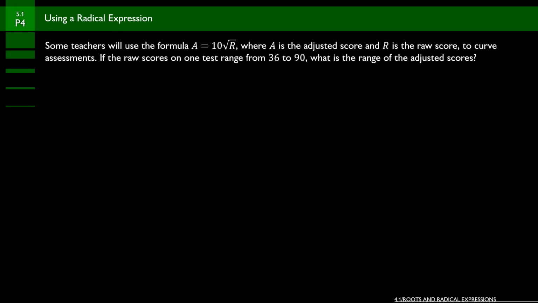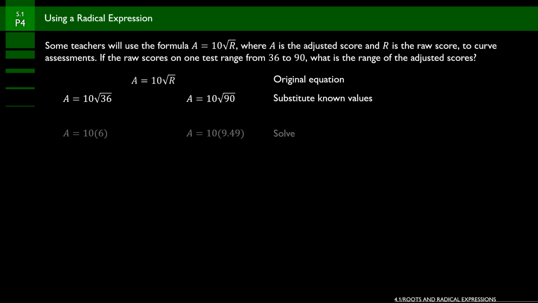So if you have 36 to 90 as your range, all we're going to do is plug 36 in for r. We're also going to plug 90 in for r. So a equals 10 square root of 36, and a equals 10 square root of 90. Square root of 36 is 6, so 10 times 6 is 60. Square root of 90 is 9.49, so times 10 is 94.9. So the range of scores would run from 60 to 94.9 using that formula.